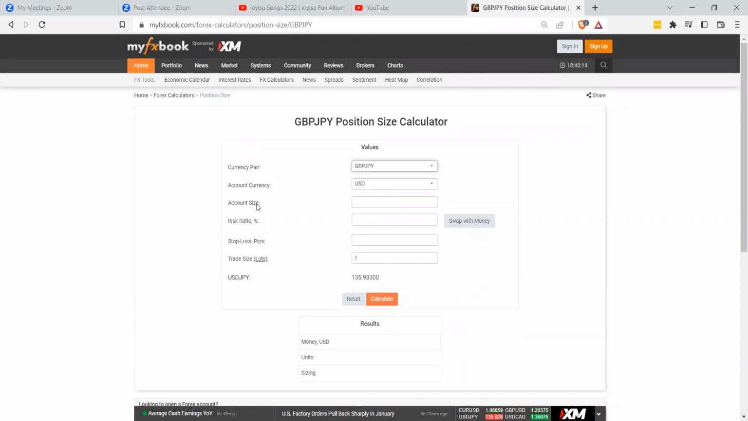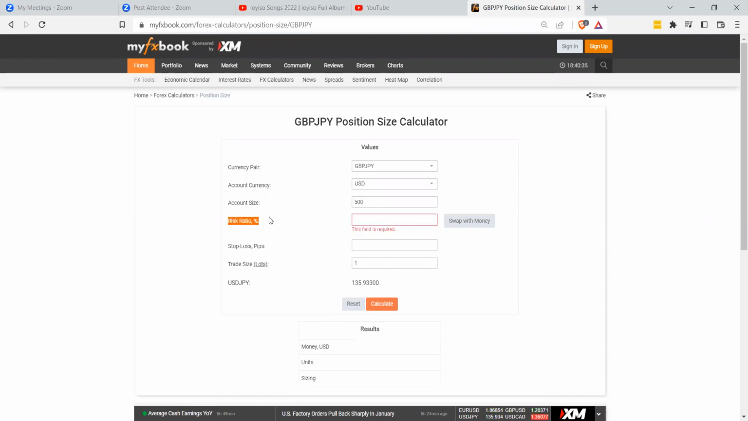Account size: at the point where you're about to take that particular trade, how much is in your balance? Balance, not equity, your balance. Let's say we are trading an account of $500. Risk ratio in percentage: how much are you willing to risk on that particular trade? What is your percentage risk? Are you trying to be conservative or aggressive? And then I give you those parameters, right?